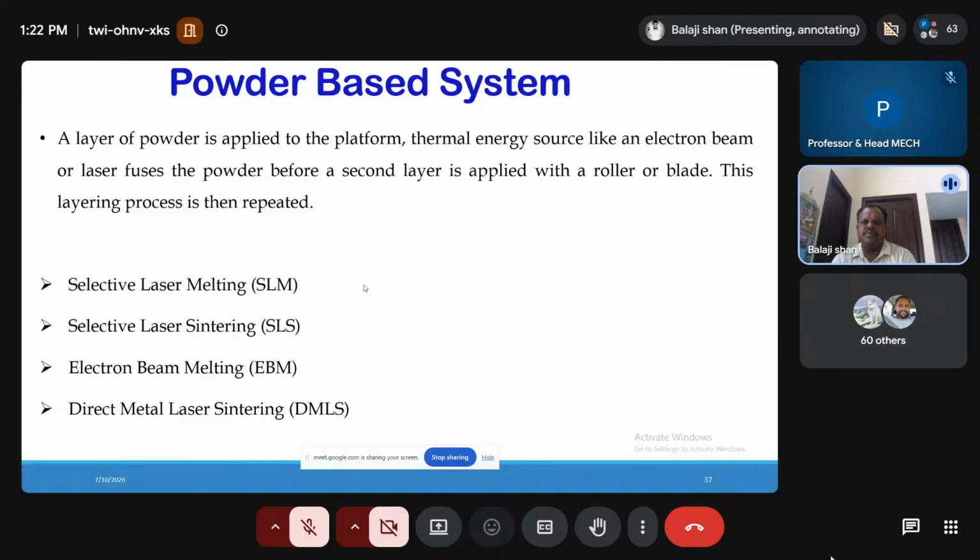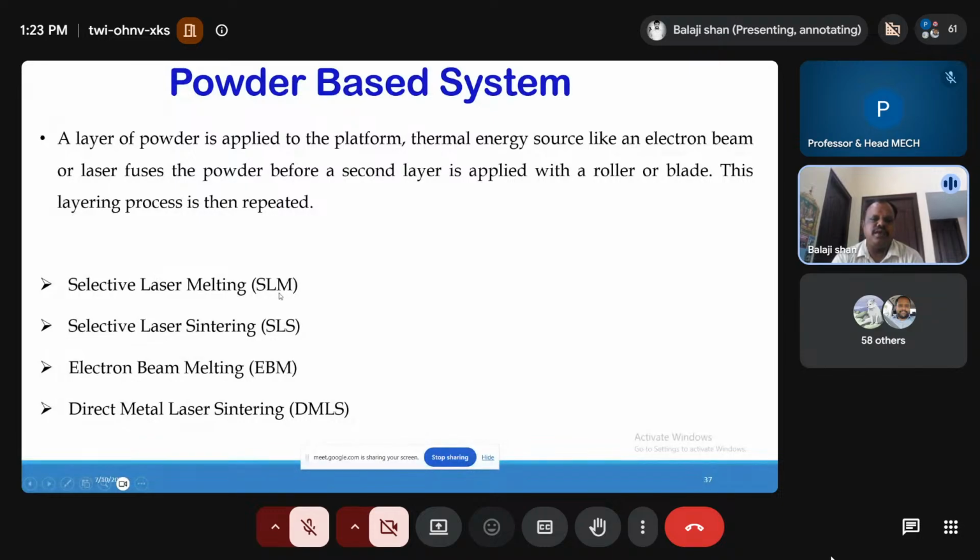And next one is a powder-based system. A layer of powder is applied to the platform. A thermal energy source like an electron beam or laser fuses the powder before the second layer is applied with a roller or blade. This layer process is then repeated. Some of the powder-based system processes are selective laser melting, selective laser sintering, electron beam melting, direct metal laser sintering. Here in the first process, we are using a laser source for melting the powder.